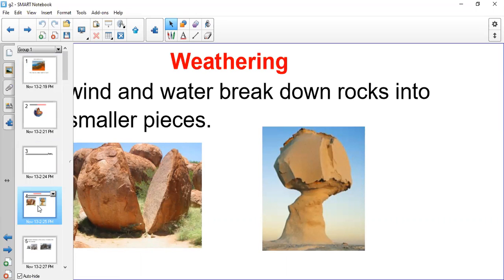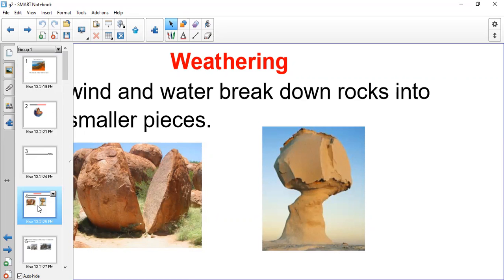Repeat after me, weathering. What's weathering? Weathering means wind and water break down rocks into smaller pieces. Weathering, wind and water break rocks into pieces. One more time. Weathering, wind and water break rocks into pieces.